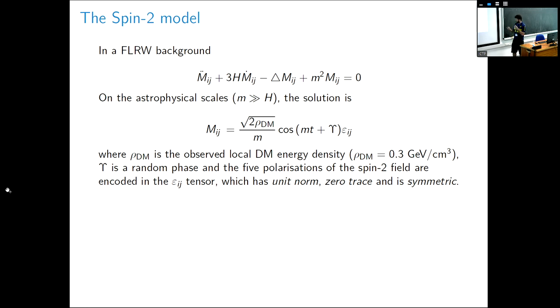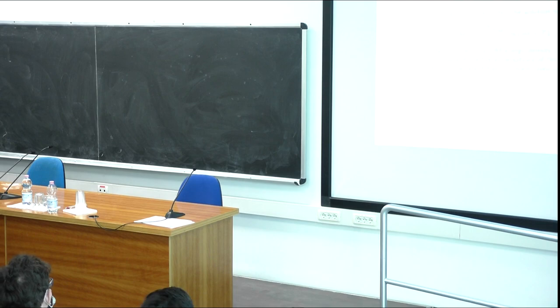The equation of motion for this field is like the equation of motion for the scalar one, except that now we have two indices, but it's totally analogous. We're going to focus on astrophysical scales and in this regime in which the mass is much larger than the Hubble parameter. With this, we obtain an oscillating solution, in which the oscillation is given by the mass. That means that the frequency of the field is given by the mass. Here, what I want to remark is this epsilon_ij, which accounts for the five polarizations of the tensor, which is massive. That's why we have five polarizations.